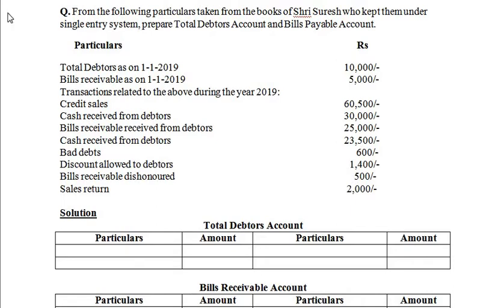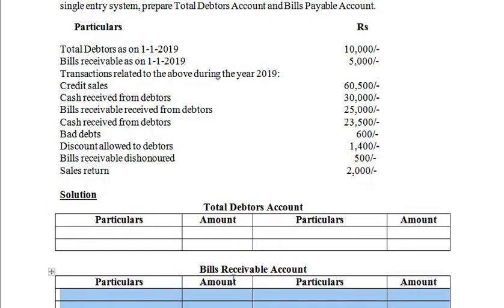So here is one problem. From the following particulars taken from the books of Shri Suresh, who kept them under single entry system, prepare total debtors account and bills receivable account. So this is the question, and we need to prepare total debtors account and bills receivable account.